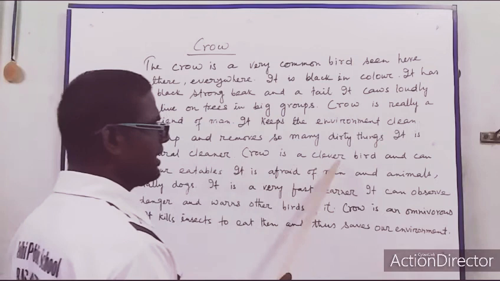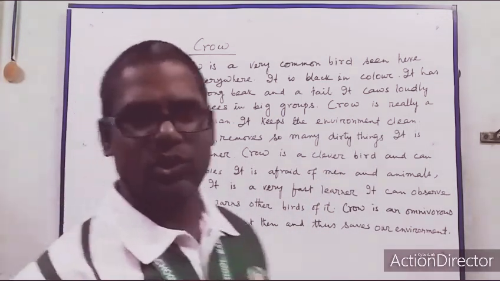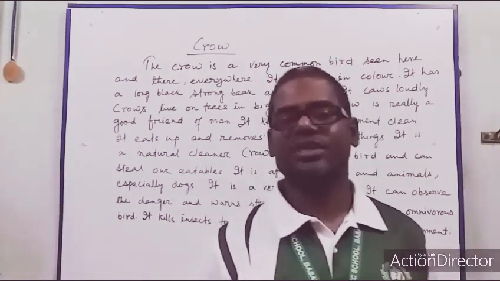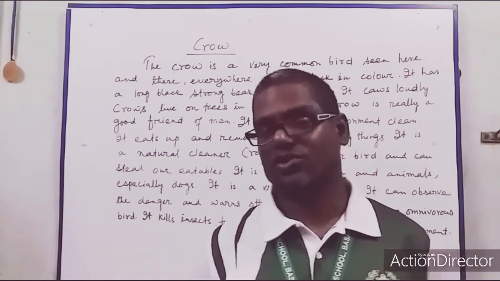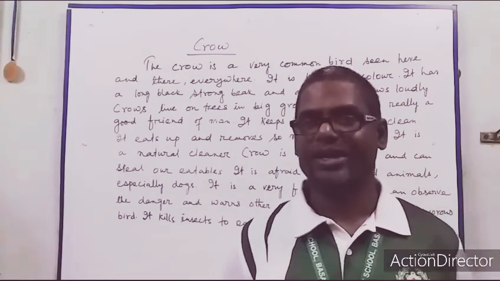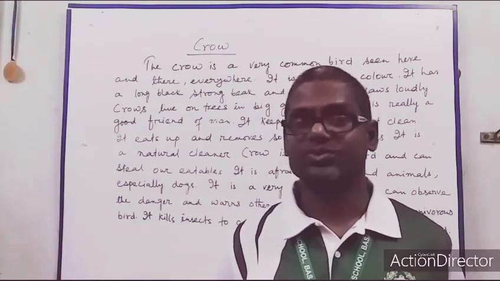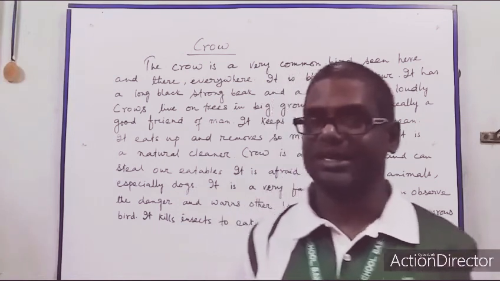Crow is a clever bird and can steal our eatables. So the crow is not a foolish bird. It is very clever. If you keep something eatable and you are not watching that item, the crow can steal it in no time. You can't notice when it steals. So it is a clever bird.